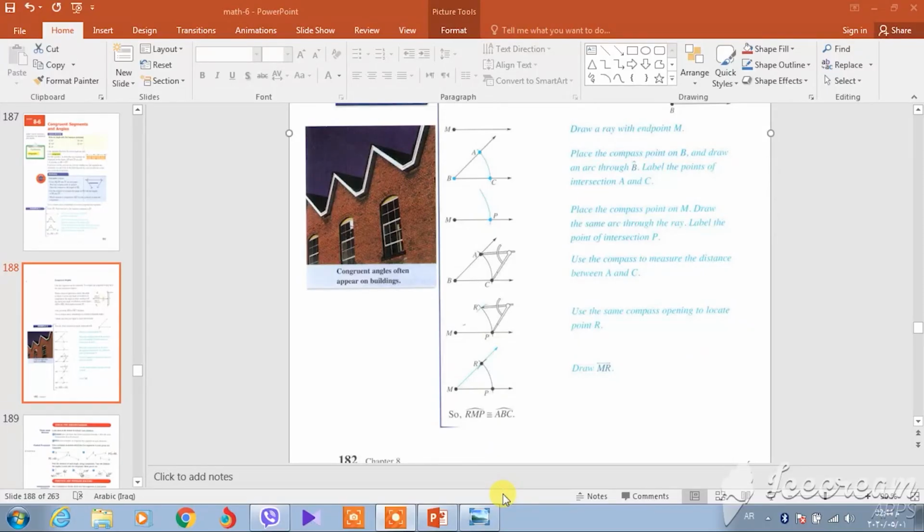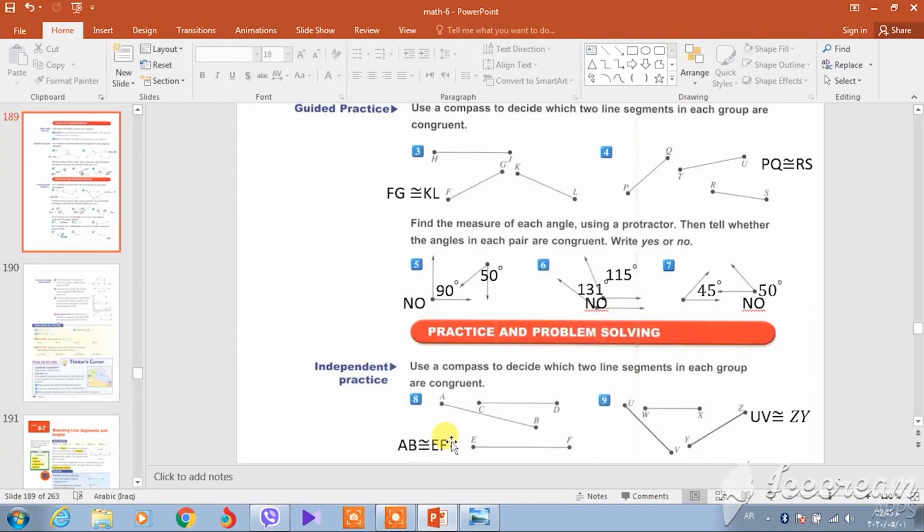Okay, after we looked at the video and we know how you can use a compass or a protractor, which one you want, you can use compass or protractor, students. Now I want to solve some practices. Open page 183, look there. You can use a ruler or you can use a compass.